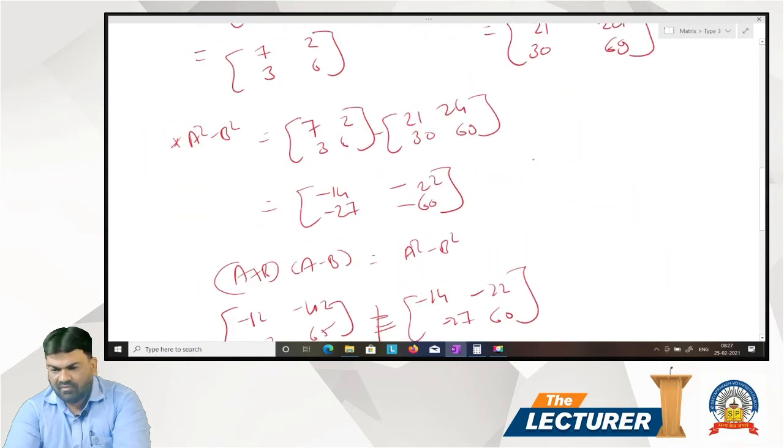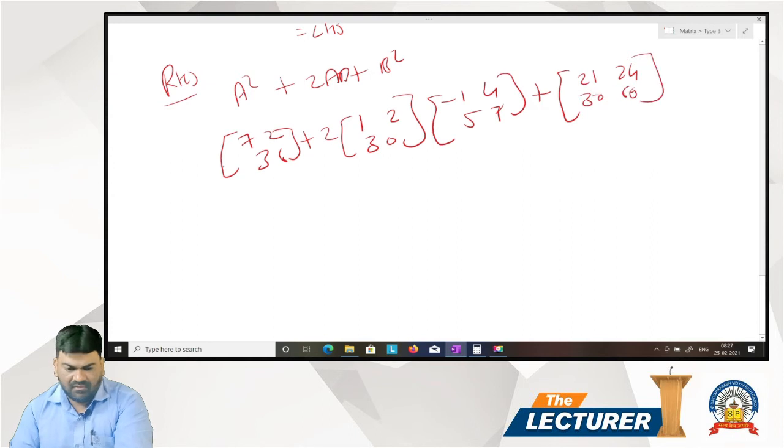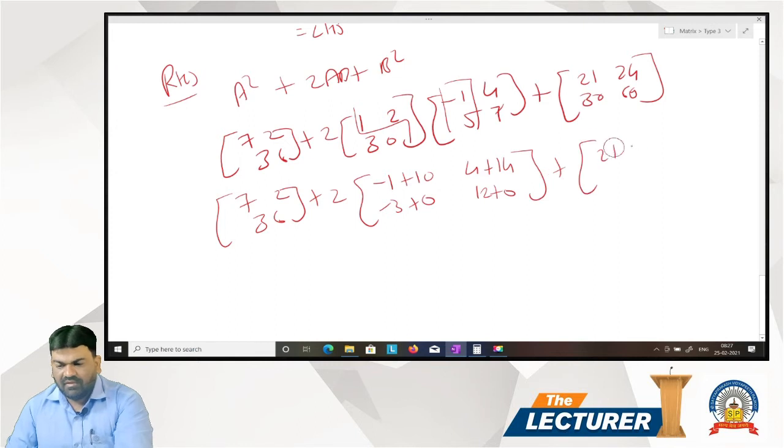21, 24, 30, 69. 7, 2, 3, 6 plus 2. Row, column. Minus 1 plus 10, minus 3 plus 0. 4 multiplied by 1, 4. 7 multiplied by 2. 4 multiplied by 3, 12. 7 multiplied by 0, 0 plus 21, 24, 30, 69.